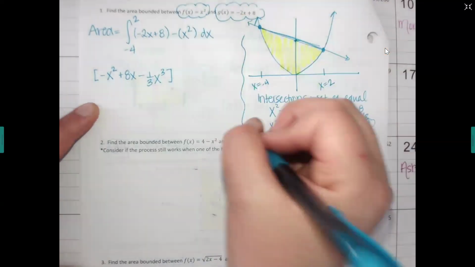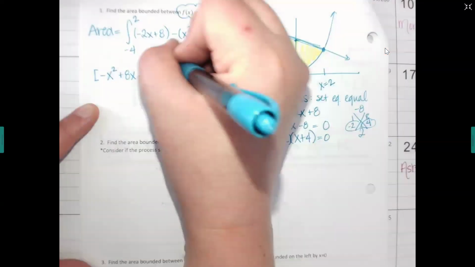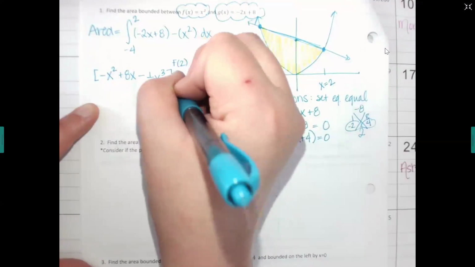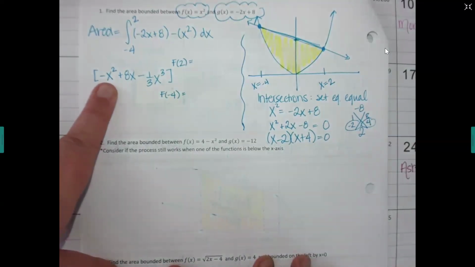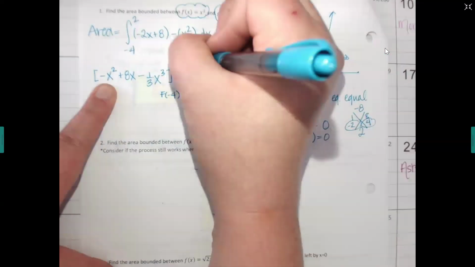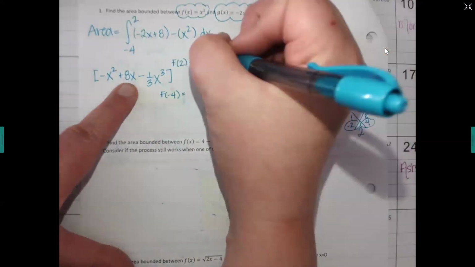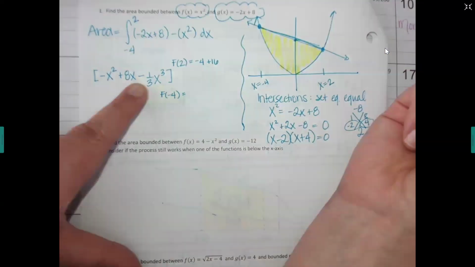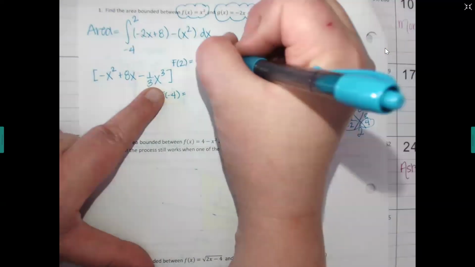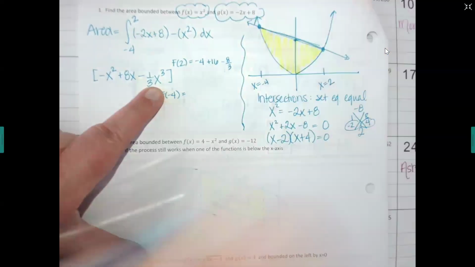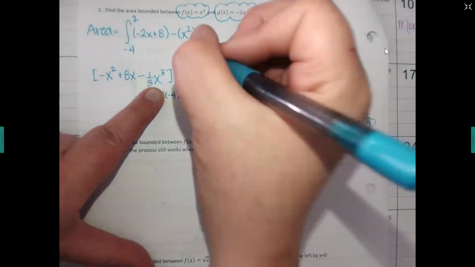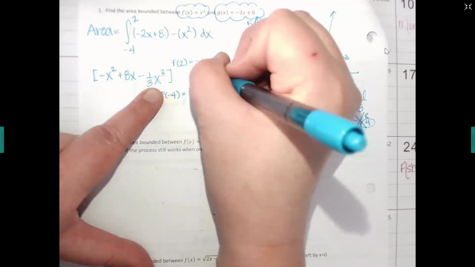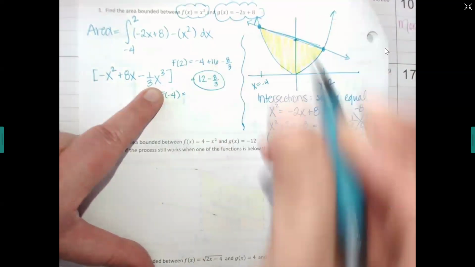Then from there, we're going to plug in our endpoints and subtract. So capital F of 2, then capital F of negative 4. Okay, let's do the 2 first. 2 squared, so that's a -4. Plus 8 times 2 is 16. And then 2 cubed would be 8, so I want -8 thirds. Now, if you have multiple whole number pieces, I would just combine those. So if I have a -4 and a plus 16, we're going to rope that in as a 12 minus 8 thirds. Okay, that's my top value.